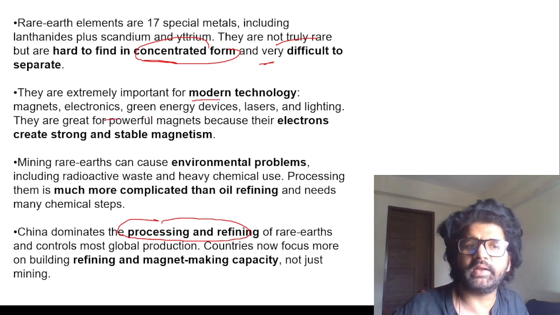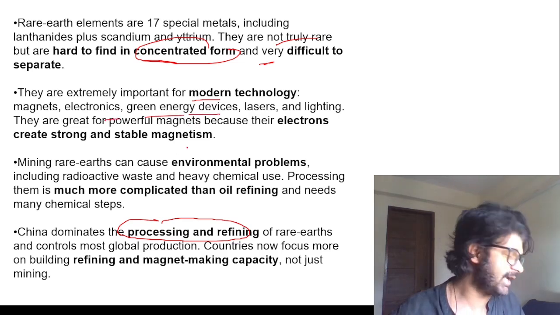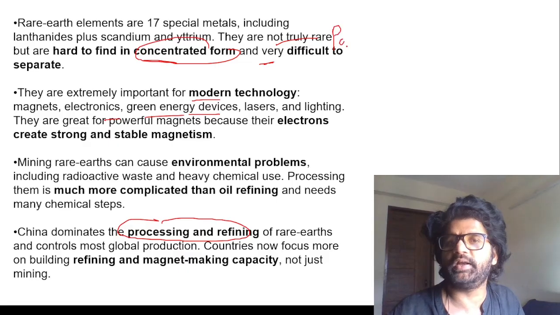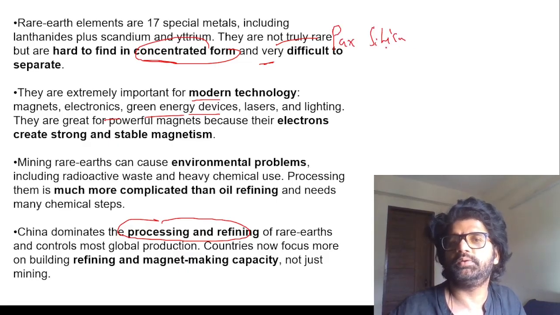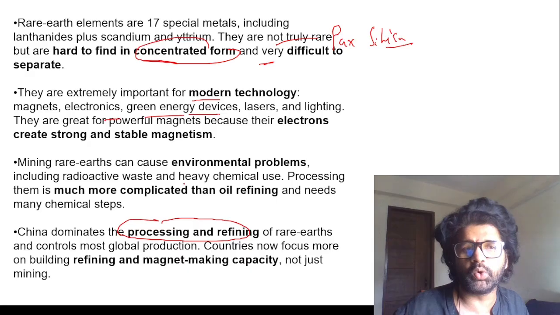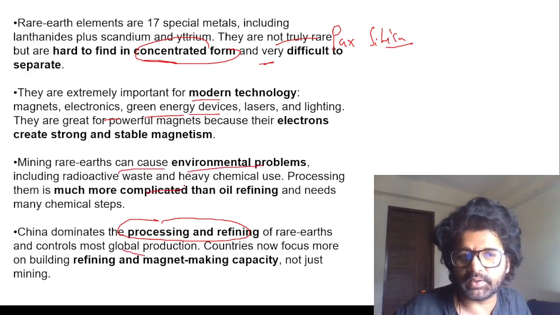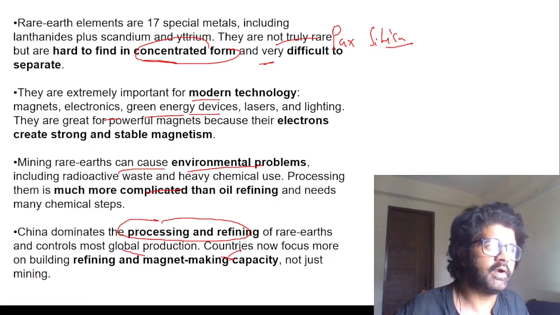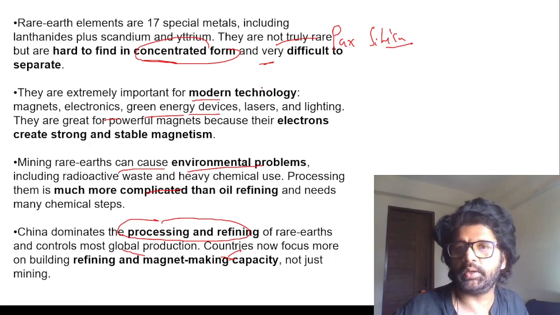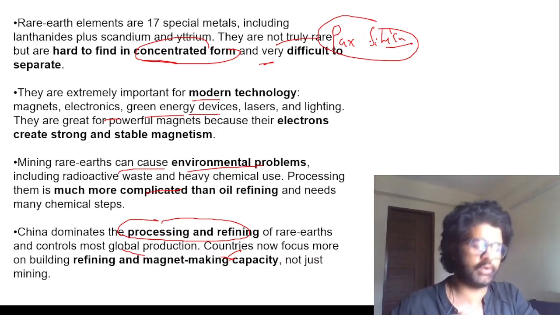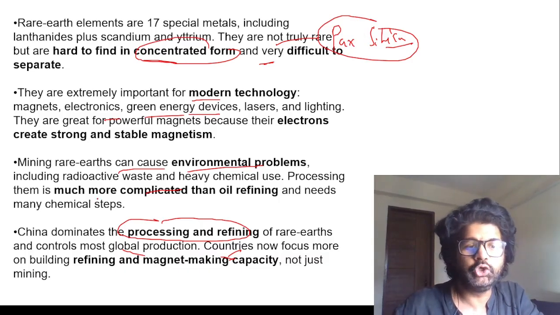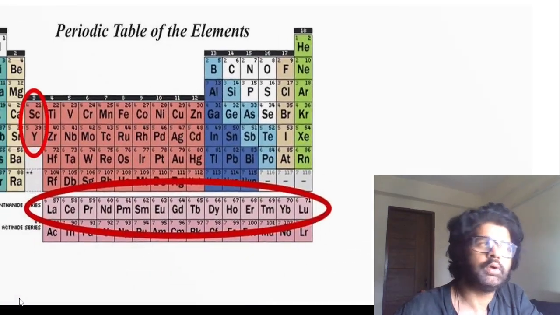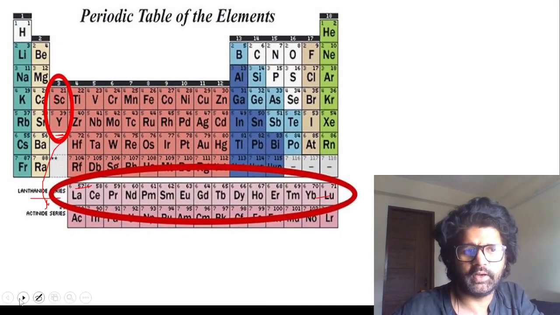Extremely important for magnets, electronics, green energy devices, and that's why the US has come up with Pax Silica and all. They want these rare earth minerals and critical minerals. They don't want to be dependent on China. Mining rare earths can cause environmental problems. Processing is complicated. We need China right now. Countries now focus more on building refining and magnet-making capacity. So countries want to reduce their reliance on China, and that's why a new alternative is emerging in the global, or new world order, that is Pax Silica led by the US. India is also a part of it. Up until now, let's see what happens later.